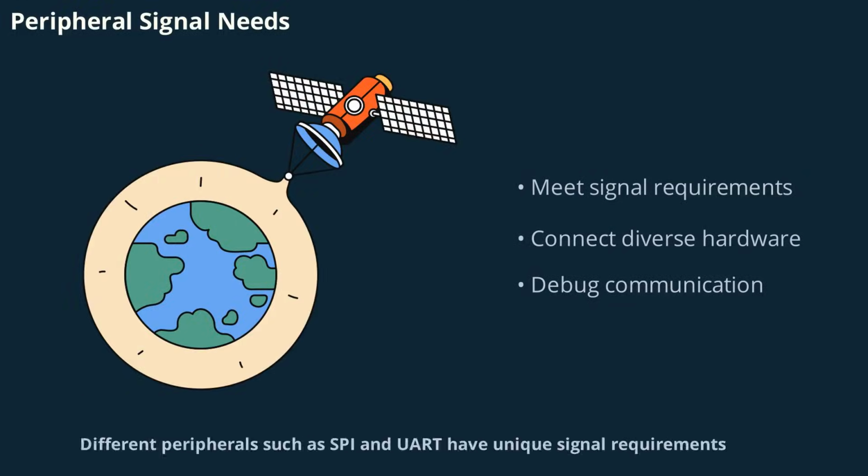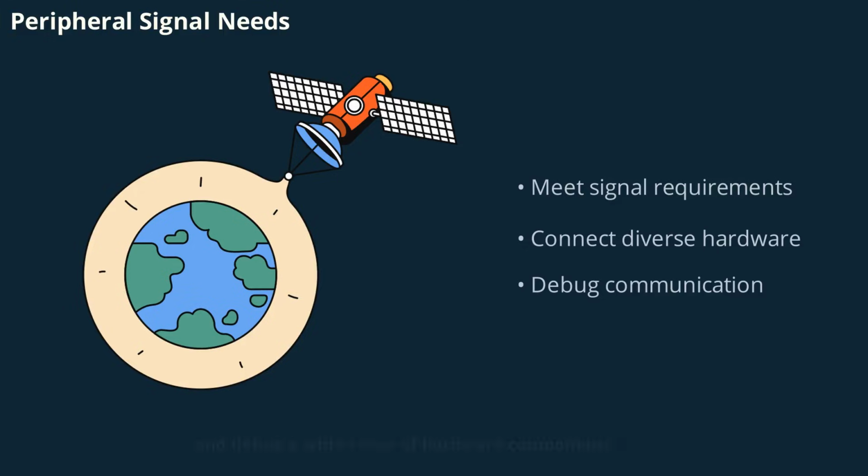Different peripherals such as SPI and UART have unique signal requirements. Understanding these needs ensures proper communication between devices. For example, SPI requires specific clock and data lines, while UART needs precise baud rate settings. Mastering these details allows you to connect and debug a wide range of hardware components.